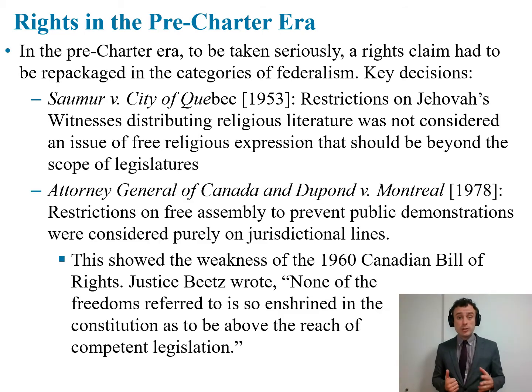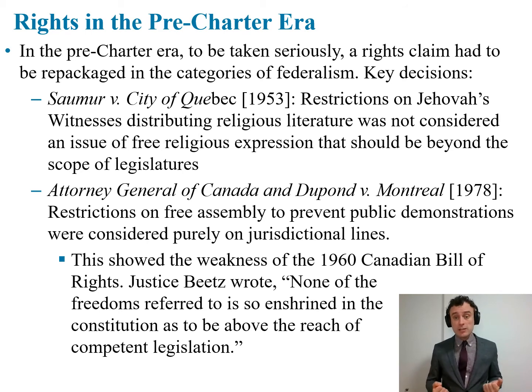Similarly, in Attorney General of Canada and Dupond versus Montreal, a 1978 case, we saw that there was a restriction in Montreal on free assembly, and this was in order to try to prevent public demonstrations and civil unrest. And again, this was an issue that was considered purely on jurisdictional lines. The difference here is that this was 18 years after the Canadian Bill of Rights had been passed by the Diefenbaker government, whereas the Saumur versus City of Quebec case did not have a Canadian Bill of Rights to look at that had tried to entrench religious freedom in the Canadian Constitution.